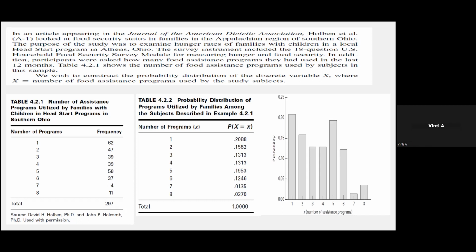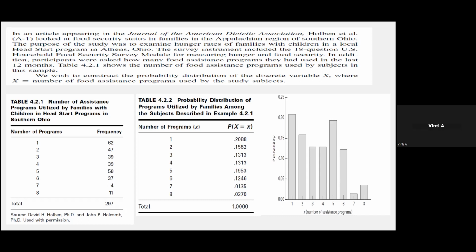Can everybody see my screen? Yes, yes. Okay. So if I divide 62 by 297, what do I get? Can anybody use a calculator on your mobile or something? If I divide 62 by 297, what do I get? 0.208. Yes.